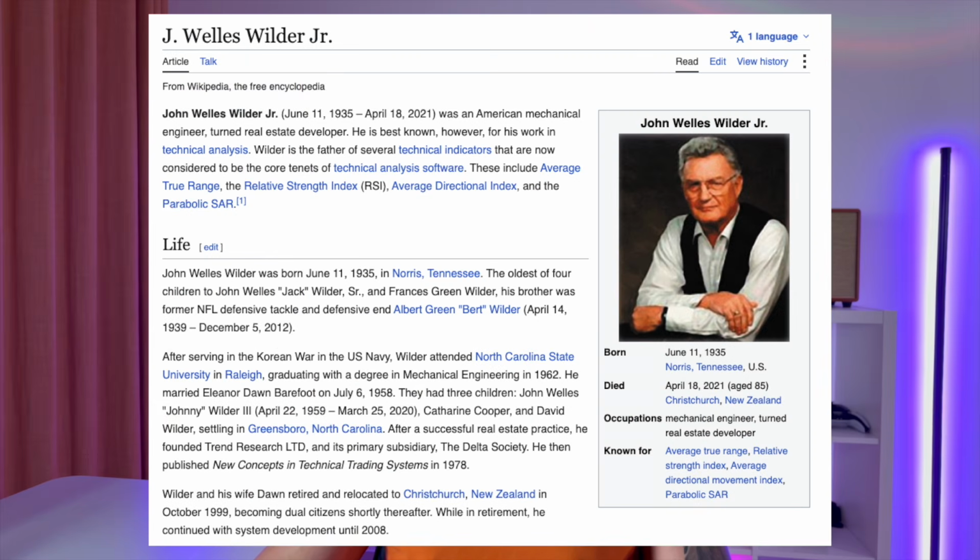RSI was introduced by John Welles Wilder in 1978. Funny fact about John: he was a mechanical engineer, and after some point he became interested in trading in stocks. He switched to real estate, and as an engineer he invented multiple indicators just to read the market. So overall, trading and assets is very much engineering stuff.